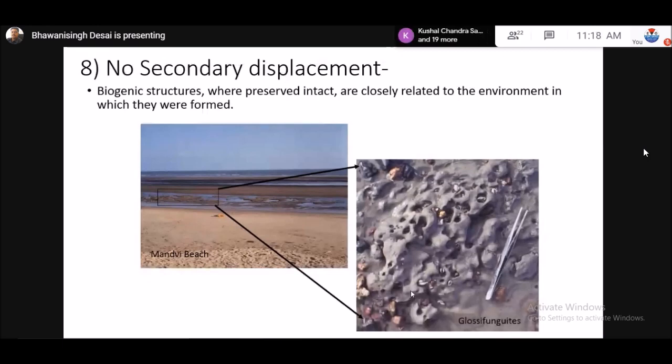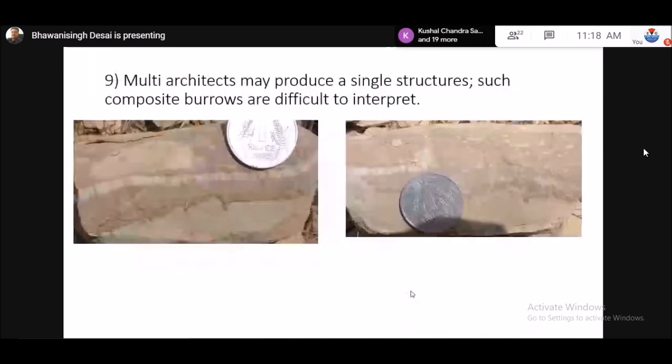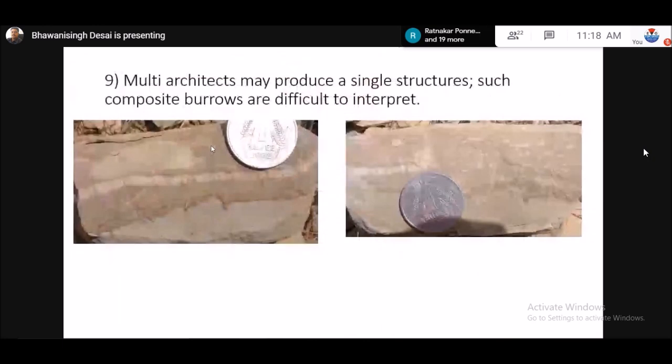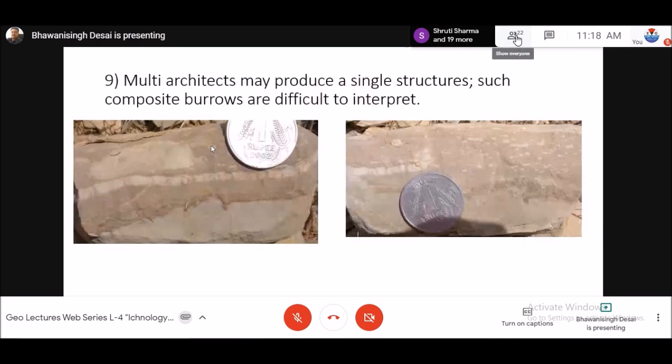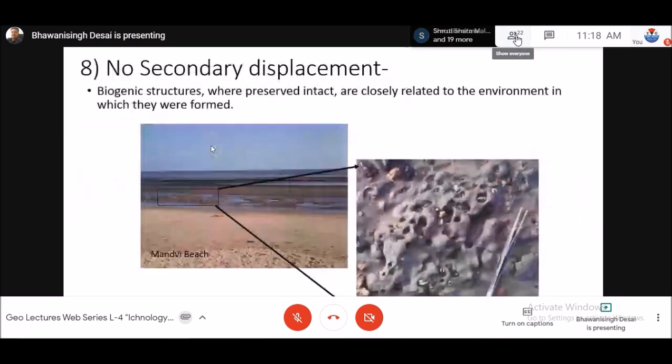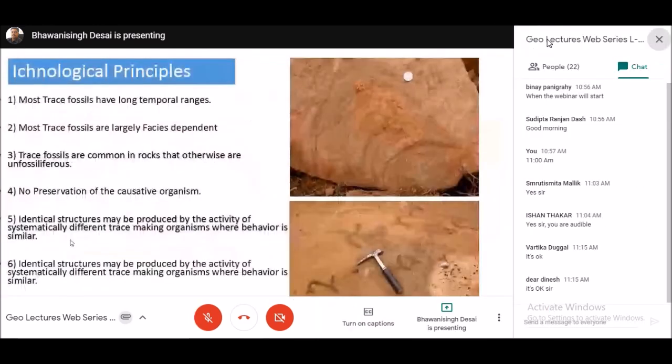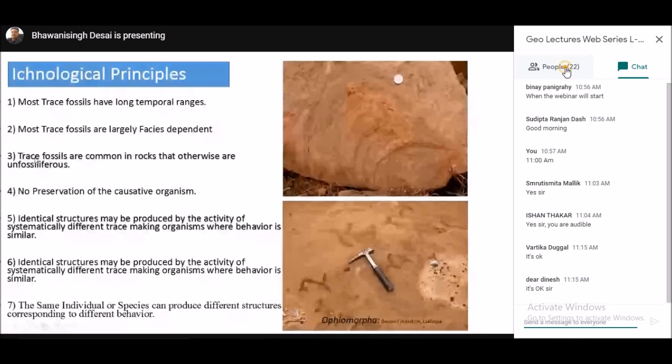Second, multiple architectures can be produced in a composite burrow. This is the kind of composite burrow we are looking at. So these are some of the principles for using them as a tool. Most important is no secondary displacement, and the same trace can be made by different animals with the same behavior. Trace fossils are common in the rock record, which is otherwise unfossiliferous.